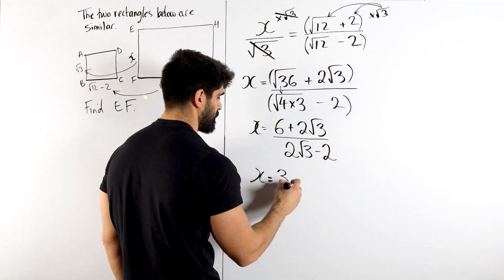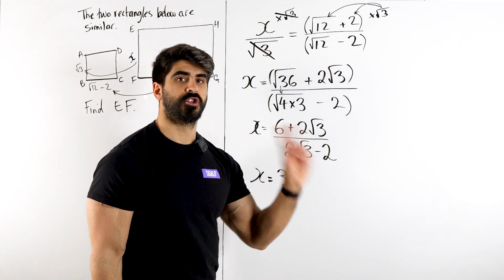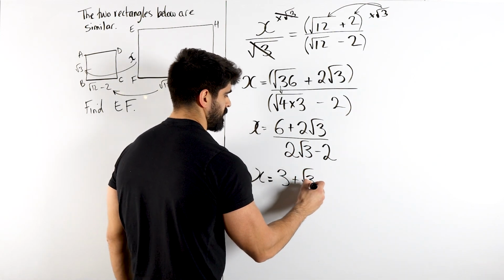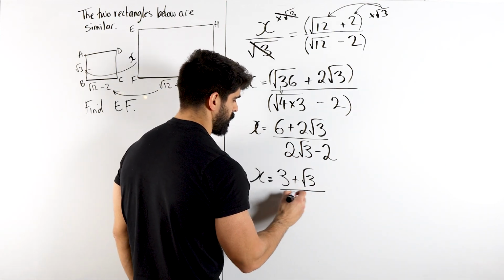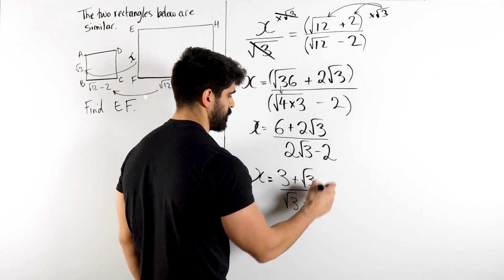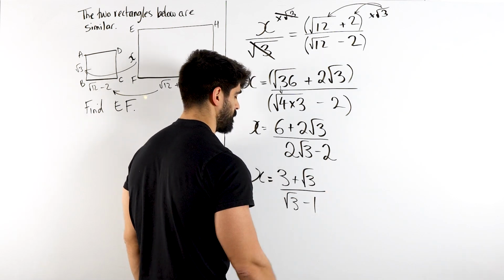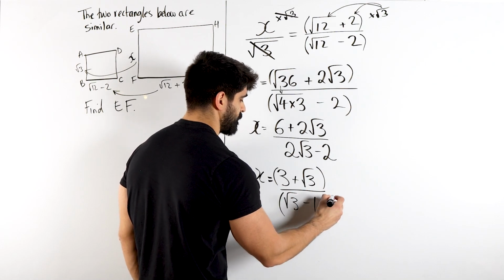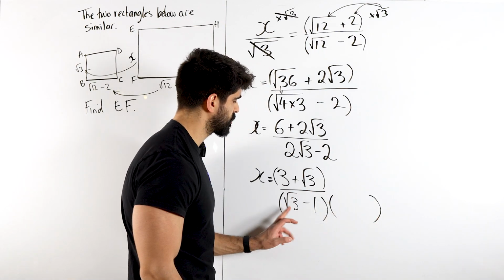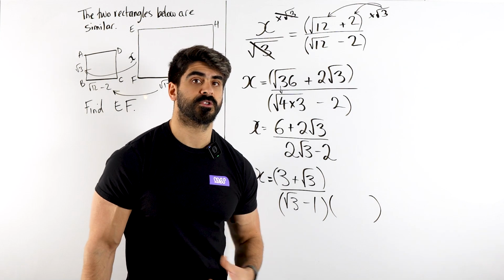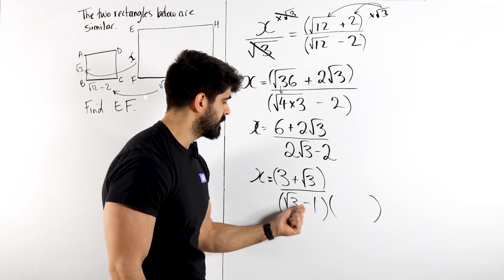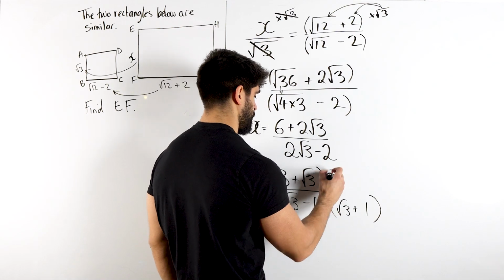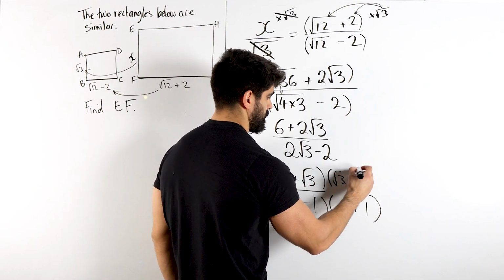So 6 divided by 2 is 3. If you have 2 root 3 and you divide by 2, you only have one of them left. So you get root 3 over. Here we're going to get 1 root 3 again, minus 2 divided by 2, sorry, is 1. Now we're going to rationalize that denominator. This comes from the difference of 2 squares principle. You want to square this and square this. So you have to multiply by itself, but change the sign in the middle. So you get root 3 plus 1, root 3 plus 1.